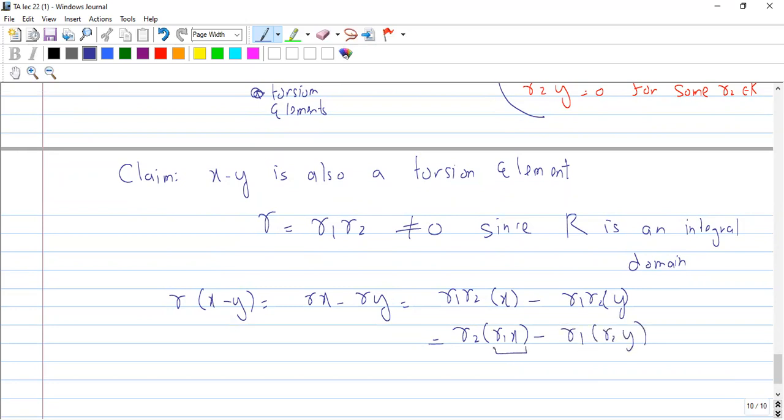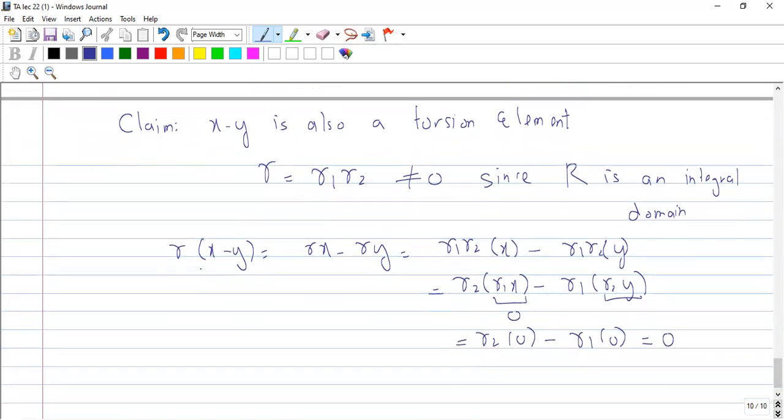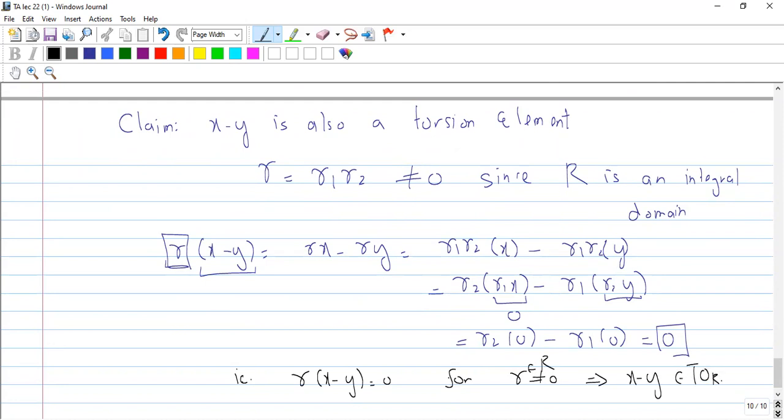So we know that r1x is equal to 0, and we know that r2y is equal to 0. So the product of r, x minus y with this non-zero element is equal to 0. So that is r into x minus y is equal to 0 for some r not equal to 0 in R, which implies that x minus y is a torsion element. x minus y is in the torsion set.